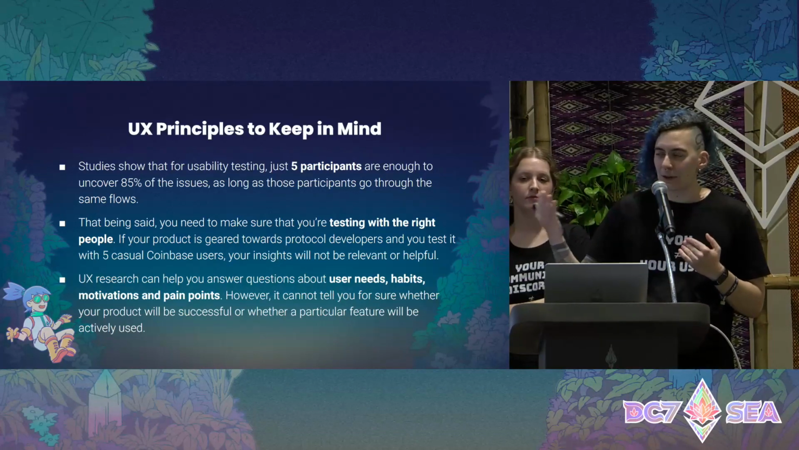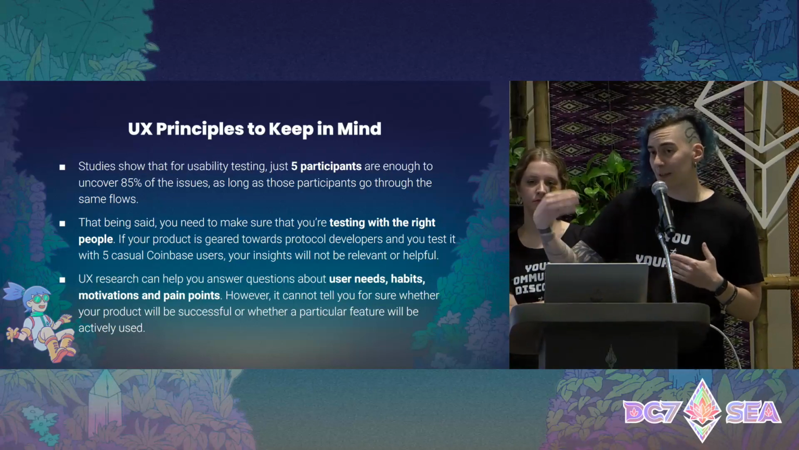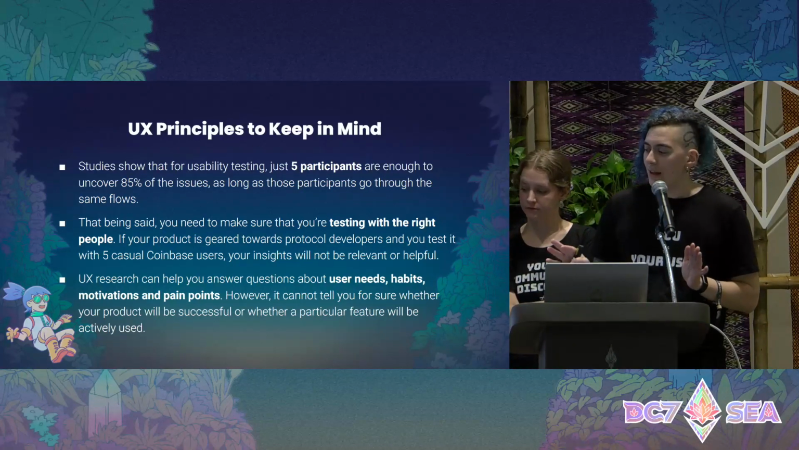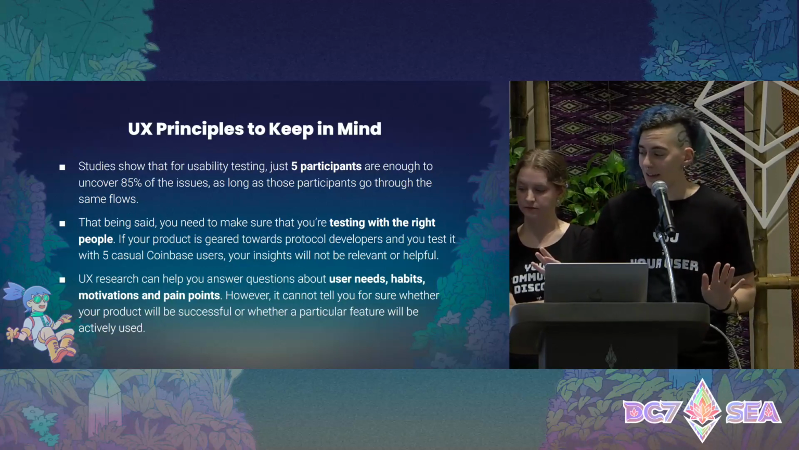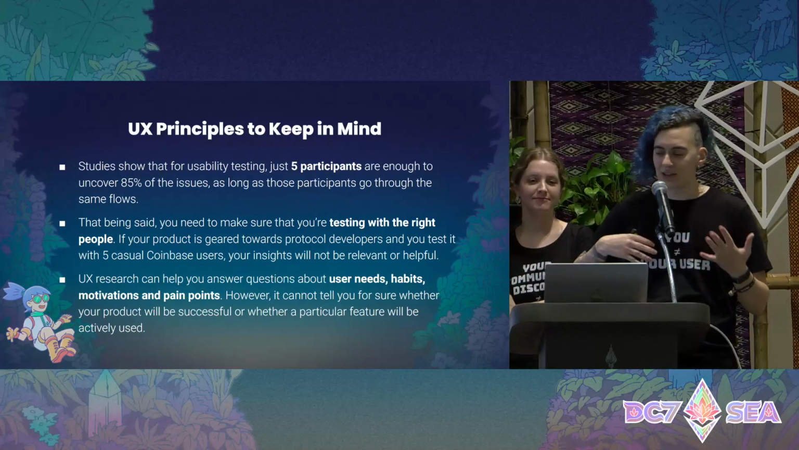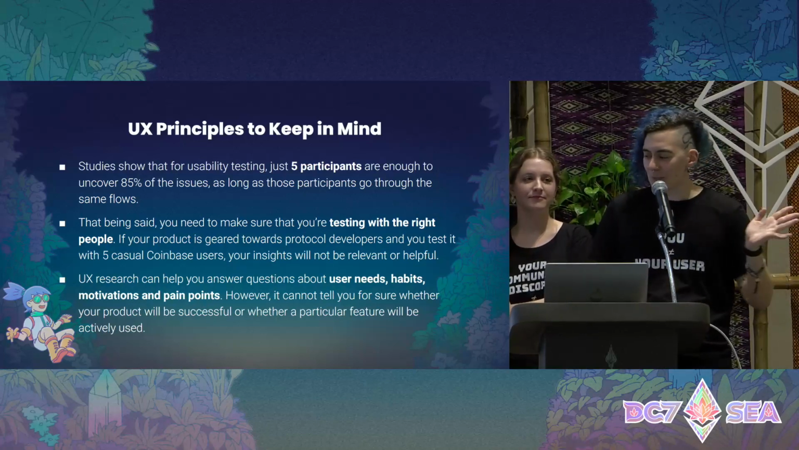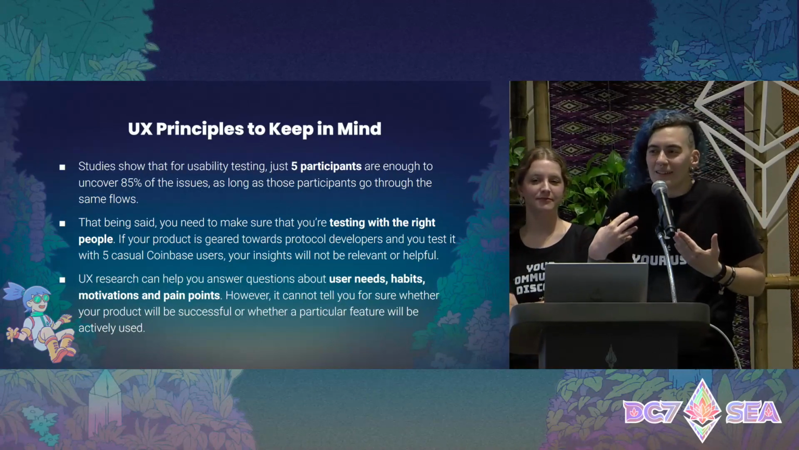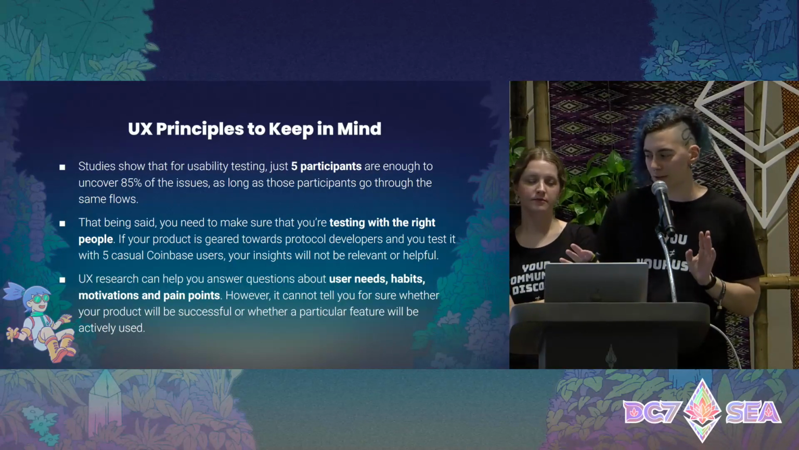But as we said before, you need to be specific with your scenarios, with your questions. So as long as you're specific and you give the same scenario to everyone, 5 participants is enough to uncover a lot of the issues. That being said, you need to make sure that you're testing with the right people. If your product is geared towards protocol developers, for example, and you get 5 casual Coinbase users that have heard about MetaMask, your insights will not be relevant to what you're building. You need to make sure that you test with the right users.